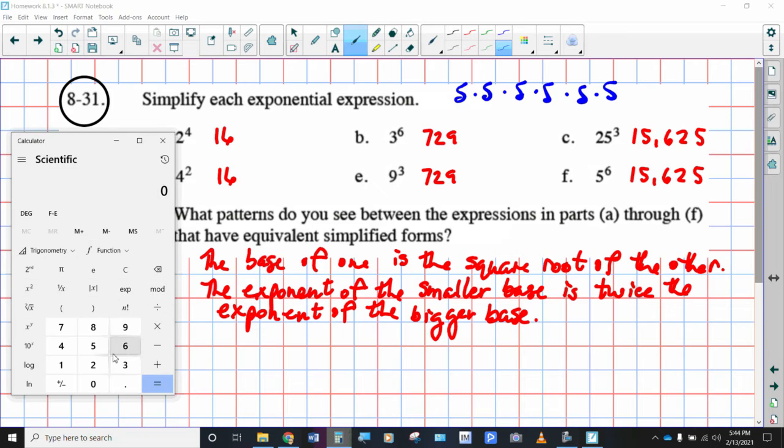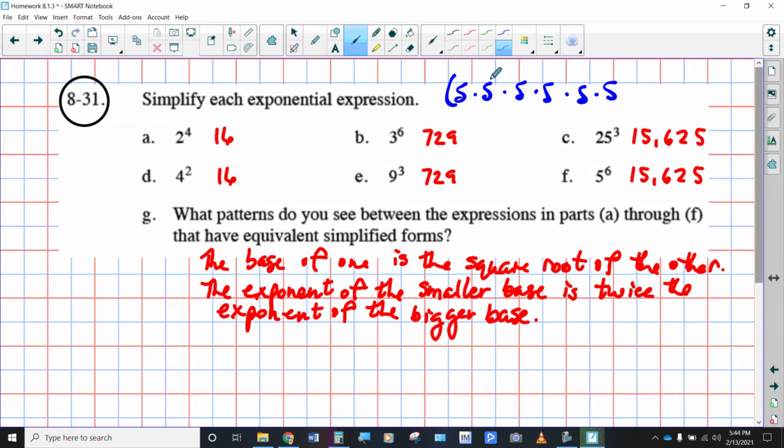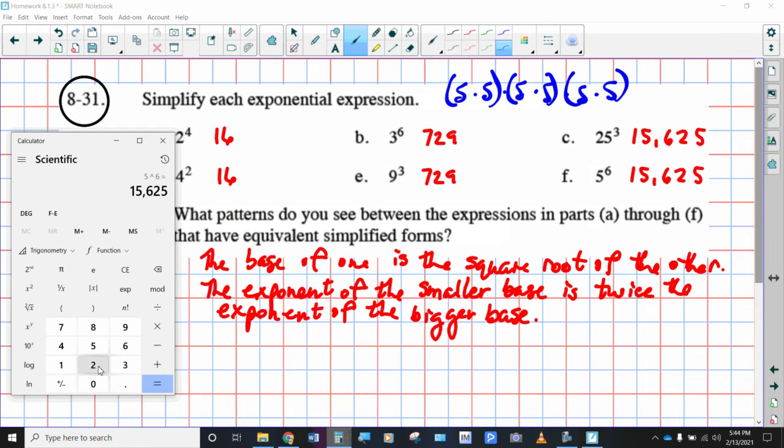You want me to prove it? I will prove it. 5 raised to the 6th power is 15,625. And so if we break this down to 25s, you've got 25 times 25 times 25, which is 25 to the 3rd. It's going to be the exact same thing. 25 raised to the 3rd power, same amount.